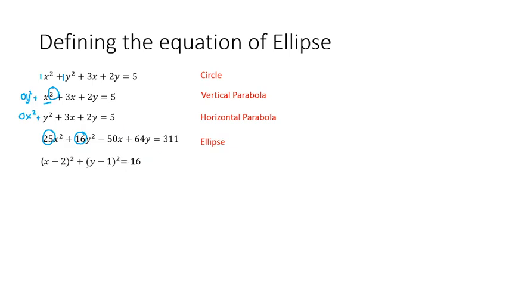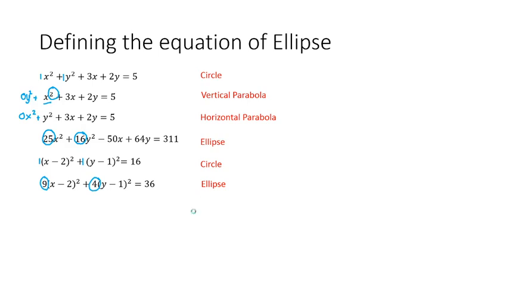And if it is in the form of a complete square, and you have 1 here and 1 there, this is not an ellipse, but what is this? Yes, this is a circle. And if you have different values of the coefficients, it will be an ellipse.